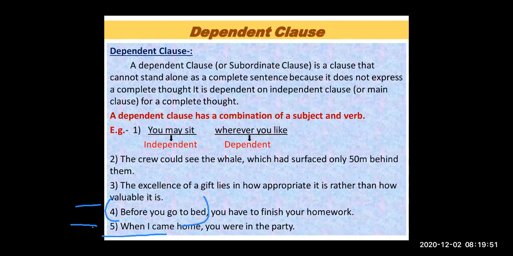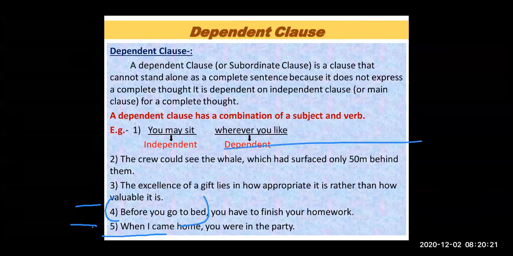Now let's revise: a dependent clause, also known as a subordinate clause, is a clause which cannot stand alone, which cannot have its own meaning as a complete sentence, because it does not express a complete thought. It is dependent on an independent clause or main clause, and a dependent clause has a combination of a subject and verb. Examples we have discussed. Now we are going to see the next slide.